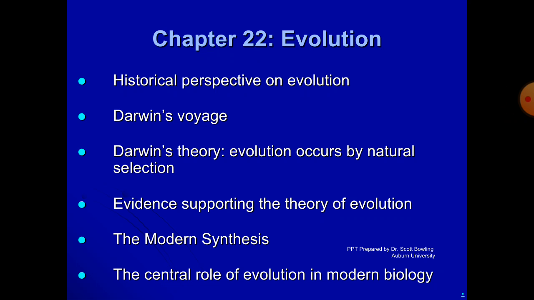Now, we have six subtopics for our discussion. First is historical perspective on evolution. Second is Darwin's voyage. Third, Darwin's theory: evolution occurs by natural selection. Evidence supporting the theory of evolution, the modern synthesis, and lastly, the central role of evolution in modern biology.